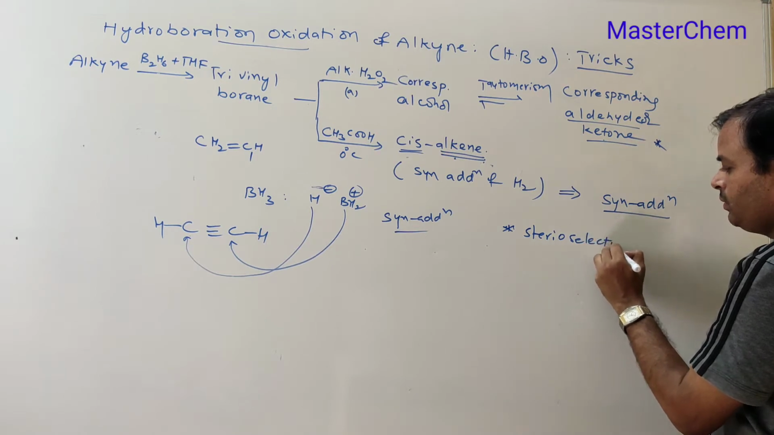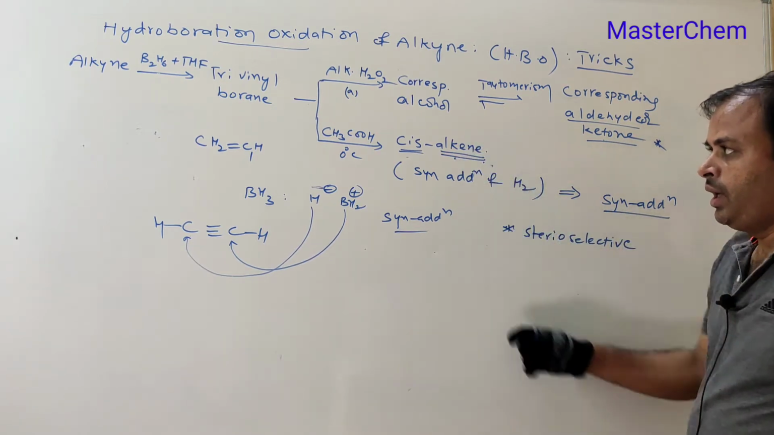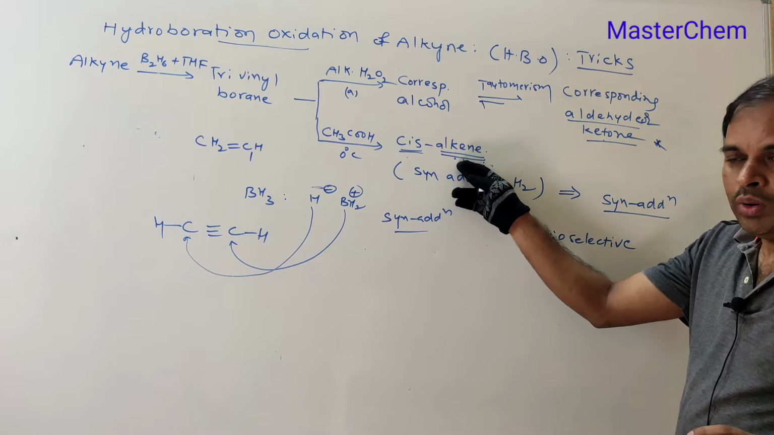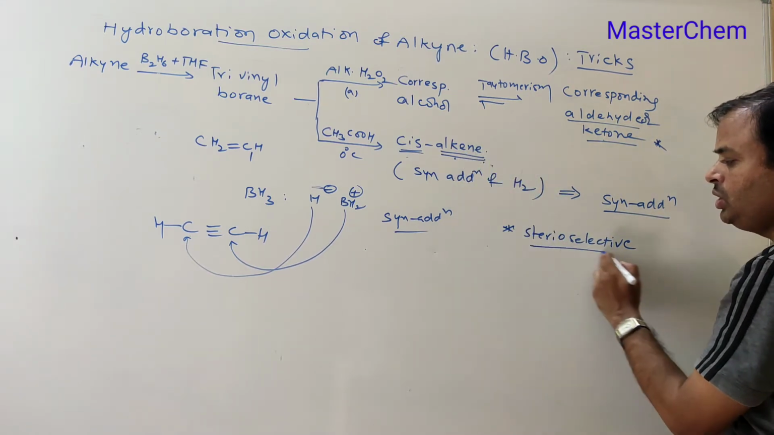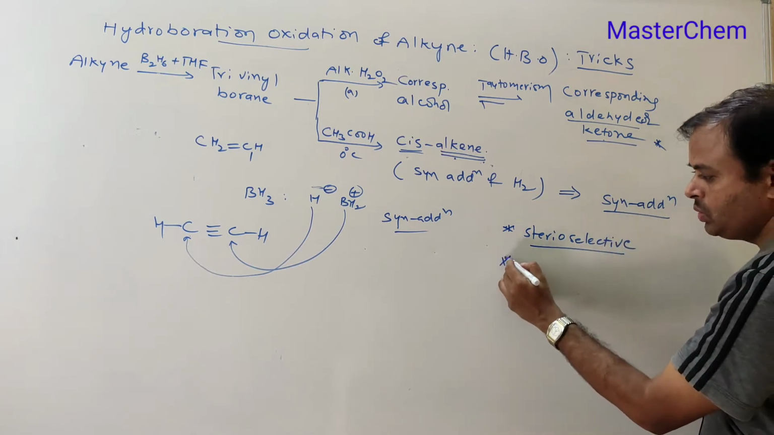So that's why it is called stereoselective. Why? What is the reason? Here in the two probabilities, cis and trans, only cis is formed. That's why it is stereoselective, cis selective.